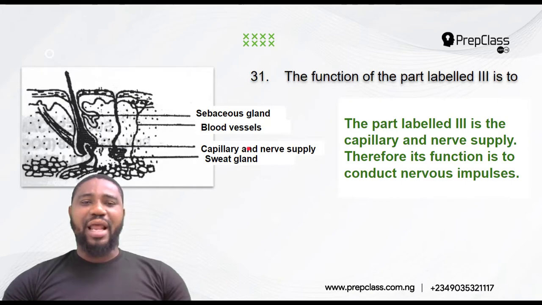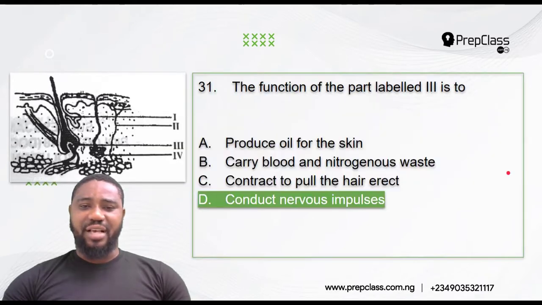Now the capillaries together with nerve supply are responsible for transmitting nervous impulses. Are you following? Then we have the sweat gland that is responsible for producing sweat. They're asking us the function of the part label 3. The part label 3 is the capillary and nerve supply. Therefore, its function is to conduct nervous impulses. So that's the answer: to conduct nervous impulses.